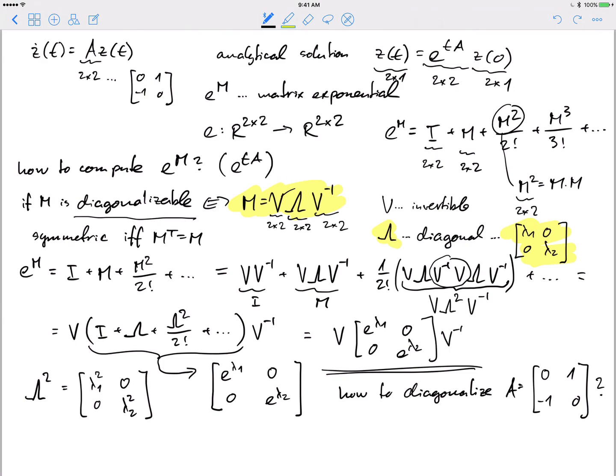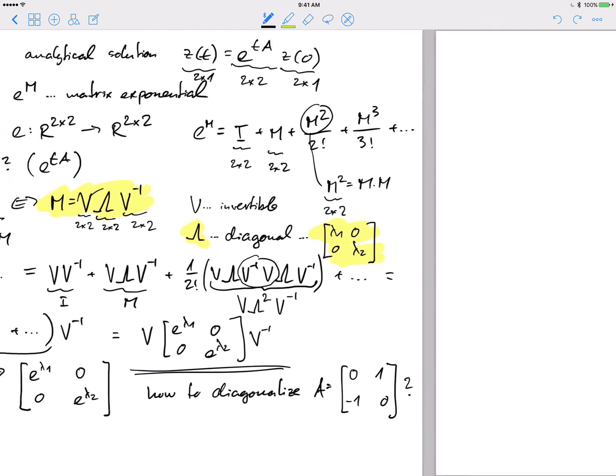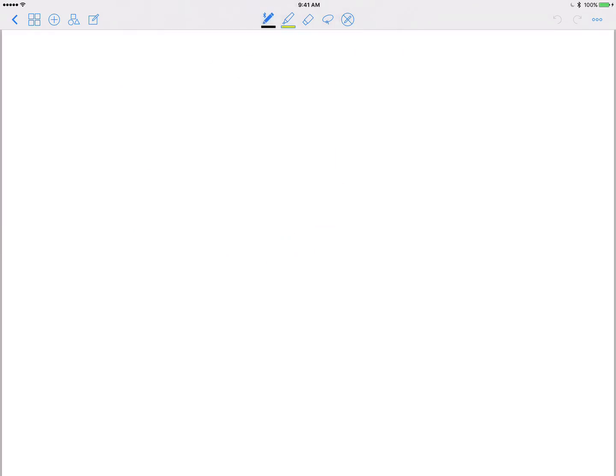So how to diagonalize A? That means that we need to find the V and lambda such that V lambda V inverse gives us exactly A, right? Any ideas how to do that? Compute the eigenvalues and eigenvectors. That's exactly right.